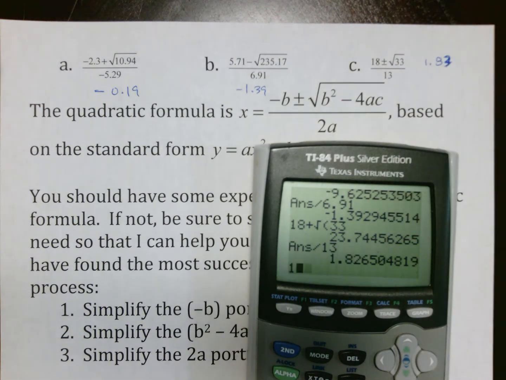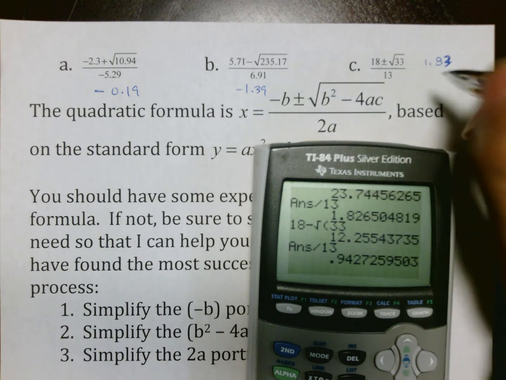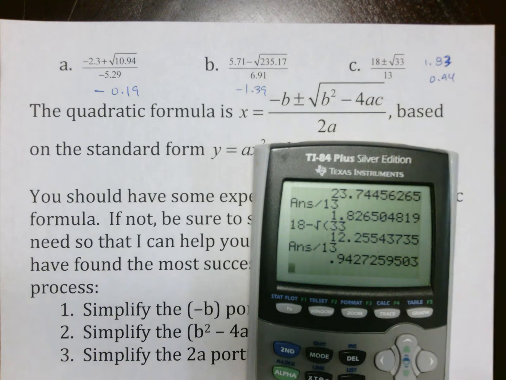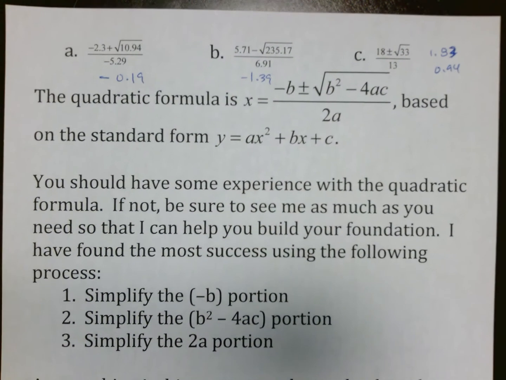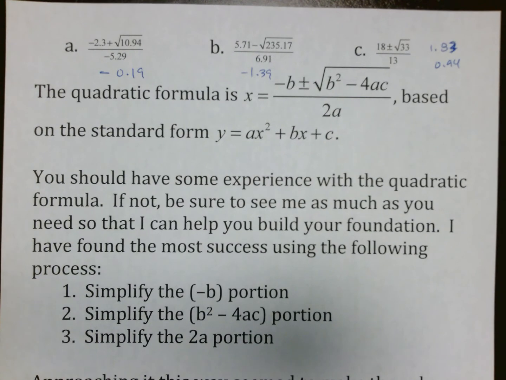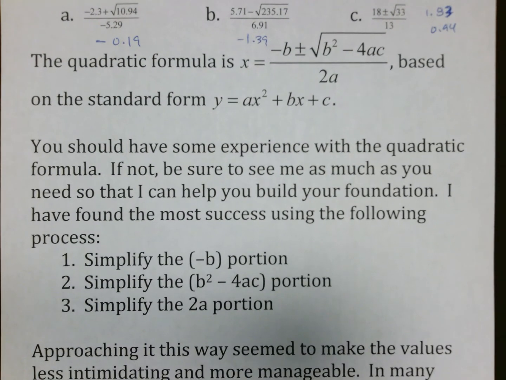And then you would do 18 minus square root of 33 equals, divided by 13 and get the answer of 0.94. So again, make sure you know how to get those answers on your own, because at some point you will face a problem where you have ugly numbers in the quadratic formula, and it'll actually help you out to be able to figure out what the answer is.